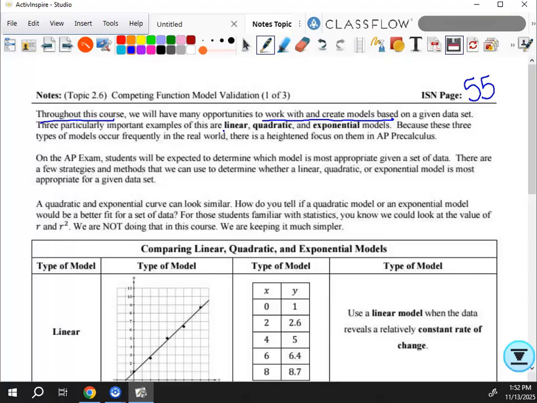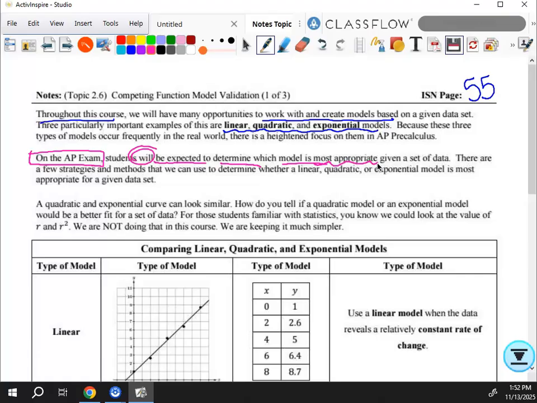Three particularly important ones are linear, quadratic, and exponential. They are the ones that occur most frequently in the real world, so that's why they are important to us. But what is also important to us is what is on the AP exam. On the AP exam, students will be expected to determine which model is most appropriate given a set of data. You might think that they all kind of are good, but which one is the most appropriate based on all these different things that we can use to figure out that information.